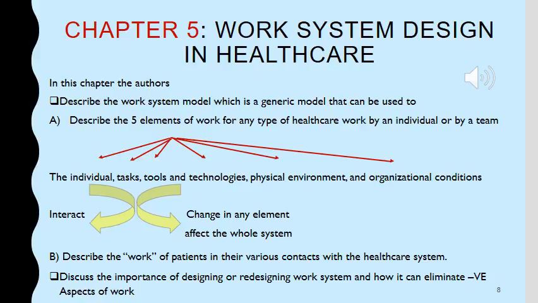They describe the 5 elements of work: the individual, tasks, tools and technologies, physical environment, and organizational conditions. And they describe how they interact and how the change in any element affects the others and consequently the system as a whole. The authors also discuss the importance of designing or redesigning work systems and how the work redesign aims at eliminating the negative aspects of work.